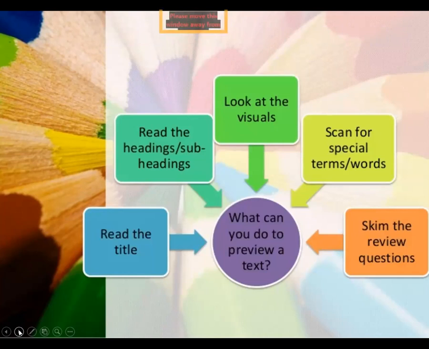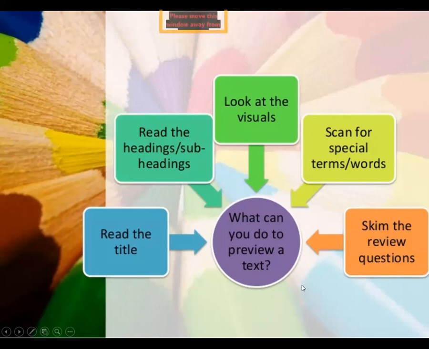Okay. Then the next thing is, as I have mentioned in skimming as well, that in previewing, what actually you are supposed to do when you want to preview a text, कि इस text में actually है क्या. First of all, read the title, read the heading and the subheadings, look at the visuals, scan for special terms or words, and skim the review questions. ठीक है, this is in relation to the reading comprehension text.